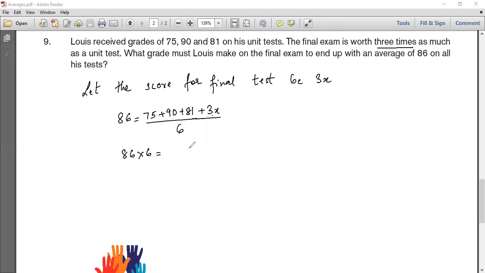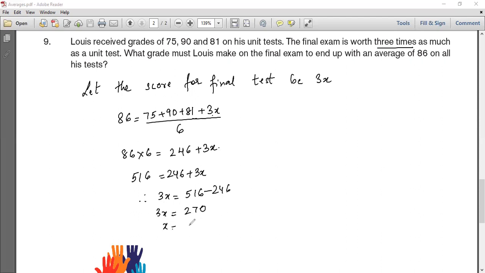plus, so you just add it, 6, okay, so 246 plus 3x. Therefore 3x equals 516 minus 246, so you will get this as 270, and x will be 90. So my final answer would be 90. What grade must Lewis make in the final exam? So Lewis must score a minimum of 90.